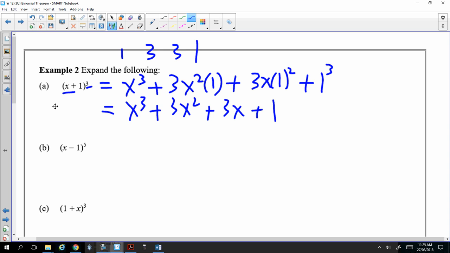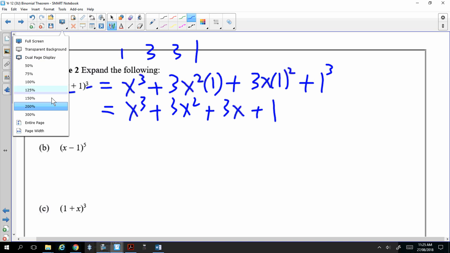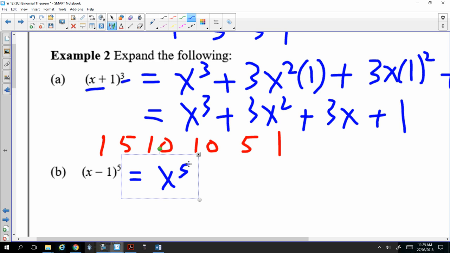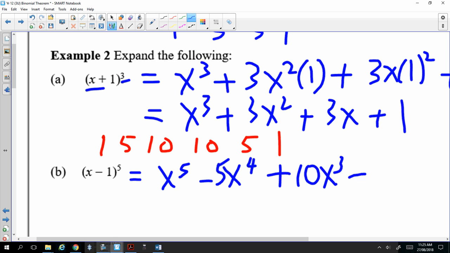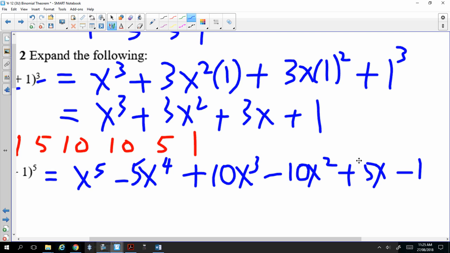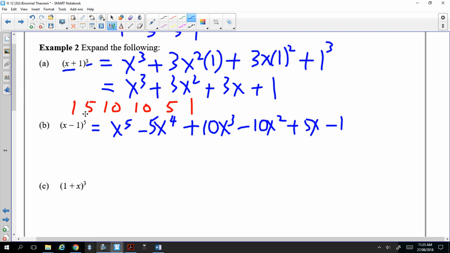All right, let's try the next one. How does the next one work? The 5, just remember the Pascal's triangle. 1, 5, 10, 10, 5, 1. These are the coefficients. So you write x to the power of 5. And then now, if it's minus, just remember you alternate the signs. So you just go minus 5x to the power 4 plus 10x cubed minus 10x squared plus 5x minus 1, like that. All right, hopefully you're done. Next one, you go 1, 3, 3, 1.